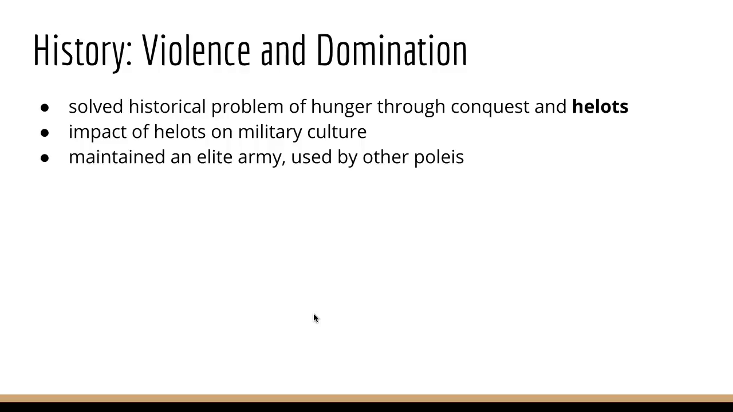Their history was a little bit different from Athens. They had a big hunger problem happening in Sparta, and so their idea was to conquer through conquest and helots. What is to be understood is that these helots, these military individuals, helped to shape this military culture within their society, so that the military became the dominating piece. It's how you gained power: through violence and through your military. And so, for Sparta, building an elite army that even other places were using was really key.